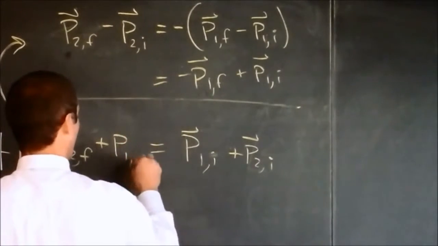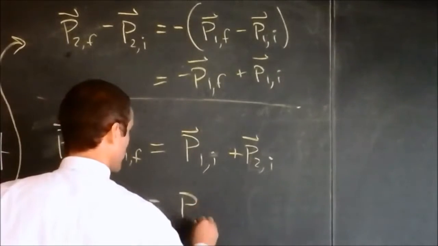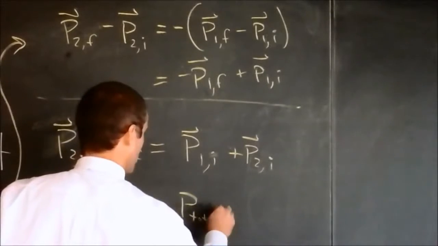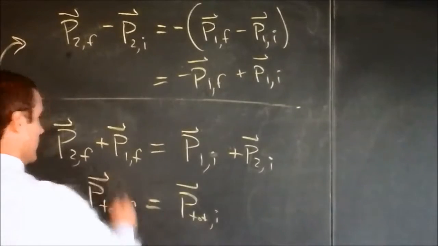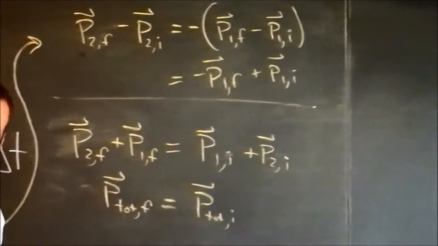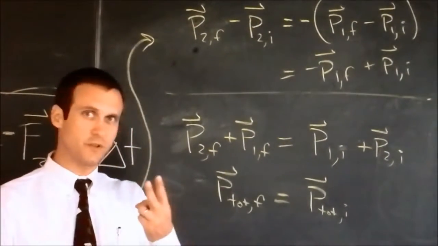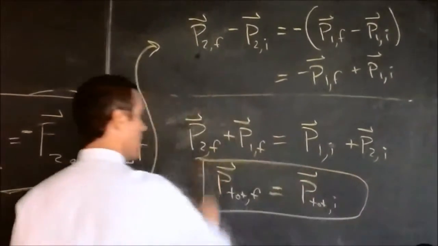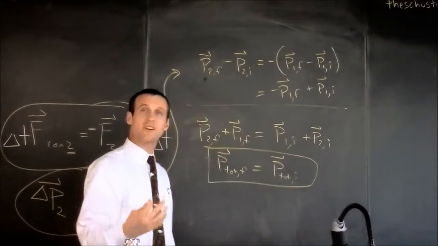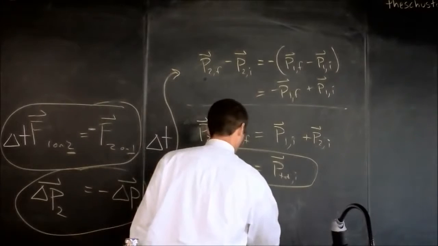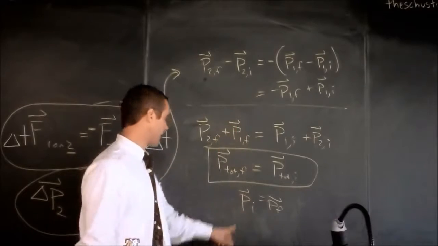I get P1 final. This says that this is actually P total initial, and this is P total final. This says that the total momentum of the system of two things never changes. Whenever two things interact, the total momentum of the system is conserved. So this leads us to our second conservation law, very, very similar to mi is mf. We can then write pi is pf, and there's an implied total or system on that equation also.